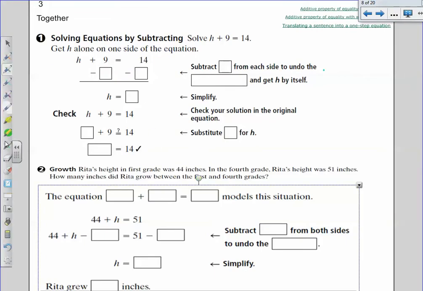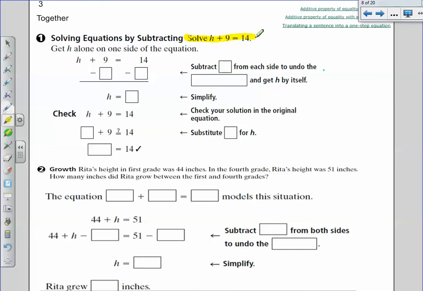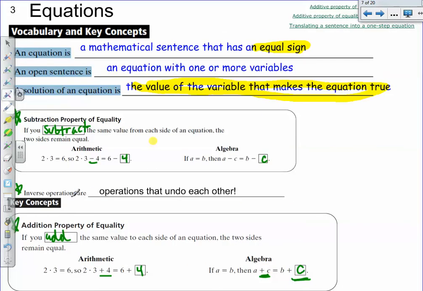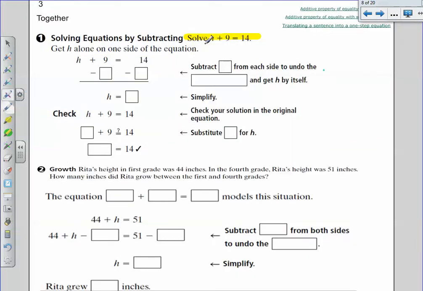So I'm going to solve an equation by subtracting. This is my question: h plus 9 equals 14. Again, to solve an equation, I'm going to use inverse operations. So what's the opposite operation of adding? Subtracting. Whatever I do to the left-hand side, I have to do to the right-hand side. So if I'm adding 9, to cancel that out, I'm going to subtract 9. That gets me 0. Now I'm left with h.